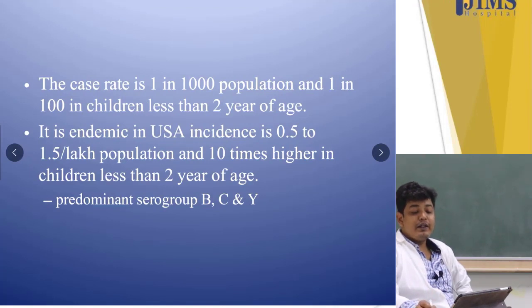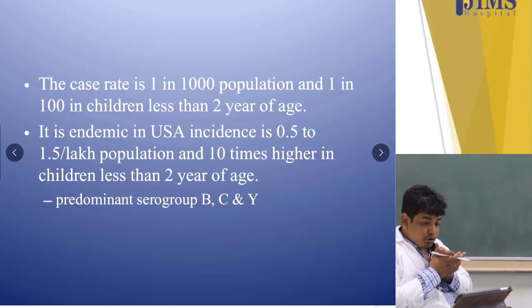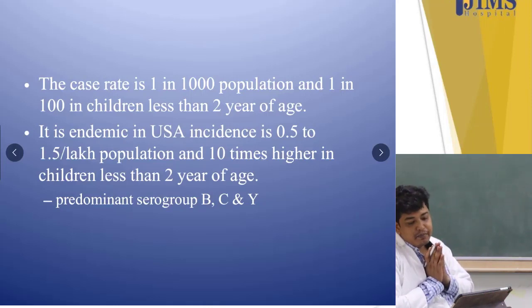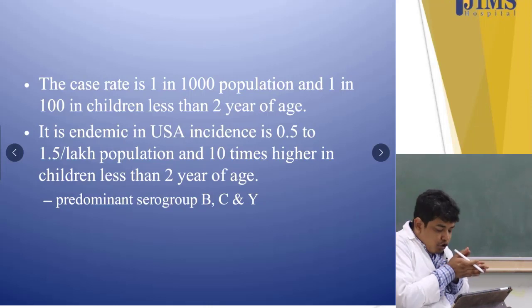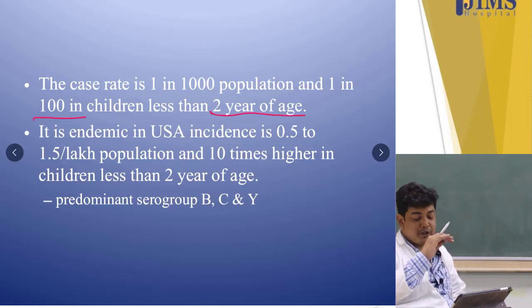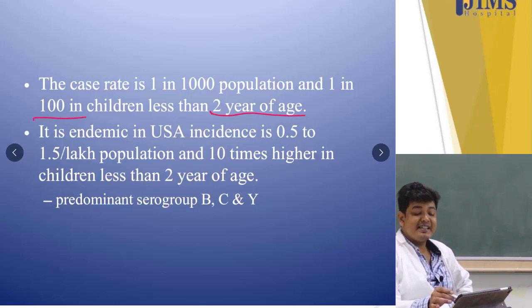Now, the case rate is only 1 in 1,000 population, and 1 in 100 in children less than 2 years of age. So in general, in adults, 1 in every 1,000 persons might be suffering from the disease, and in children below the age of 2 years, it is 1 in every 100. So you can understand how prevalent this disease is. It is endemic in the USA with an incidence of around 0.5 to 1.5 per lakh population, and 10 times higher in children less than 5 years of age.